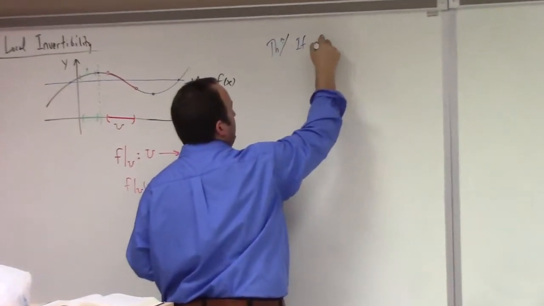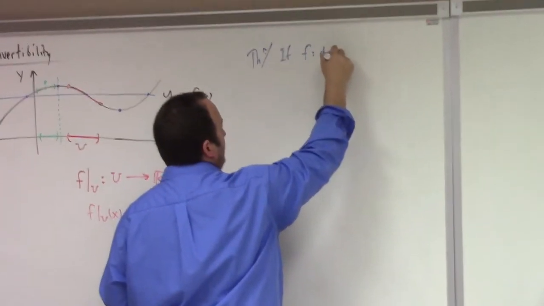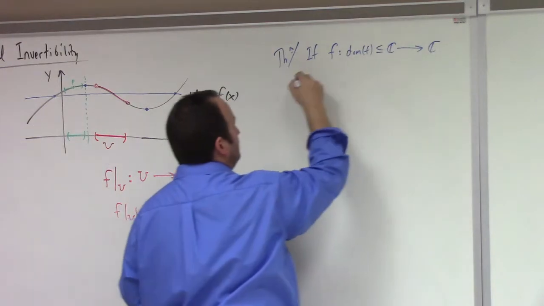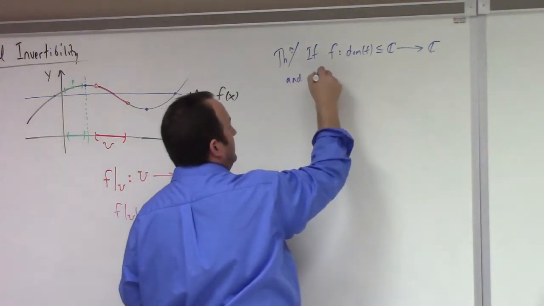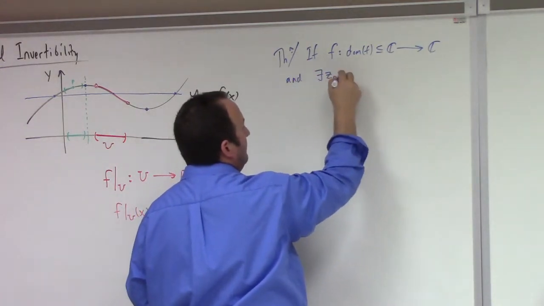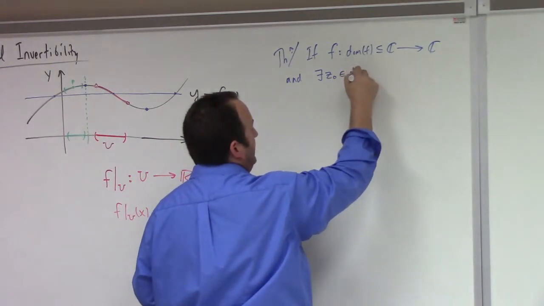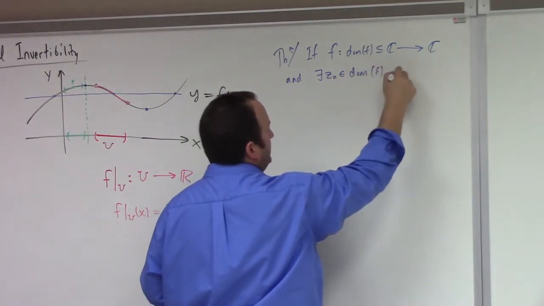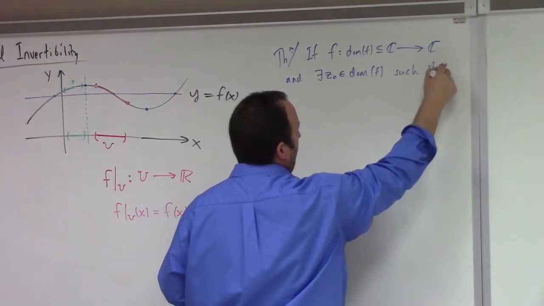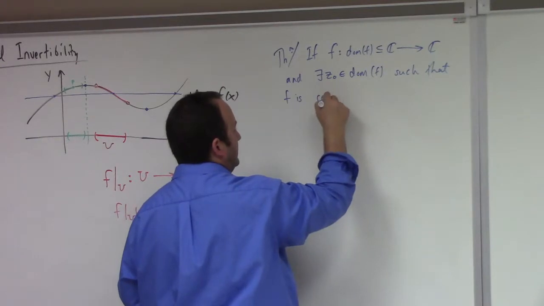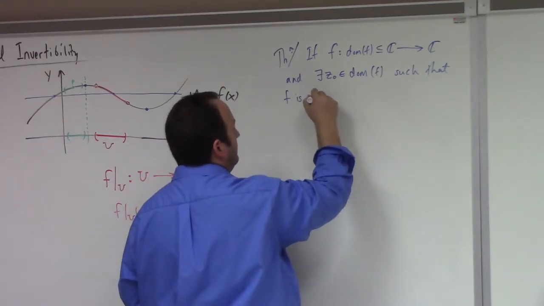If we have a function, say from the domain, which is some subset of the complex numbers, to the complex numbers again, and there exists z naught in the domain such that f is complex differentiable, is holomorphic at z naught, that's what I want to say.